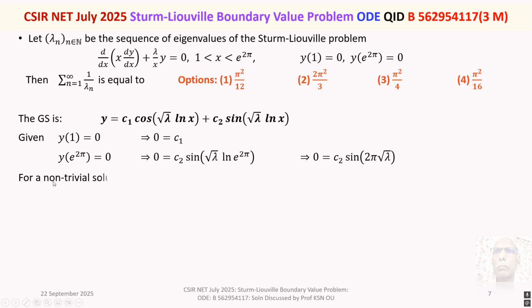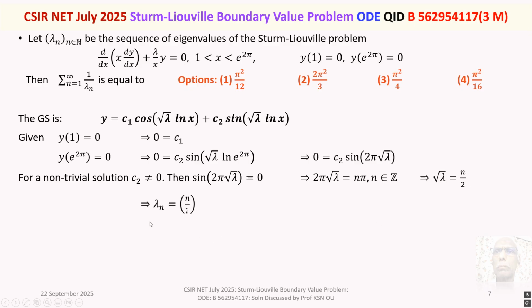And to obtain non-trivial solutions, we must have C2 not equal to 0. Then sine of 2 pi root lambda will be 0. Then 2 pi root lambda must be an integral multiple of pi, that is n pi, where n belongs to Z. Then root lambda will be, pi cancels, n by 2. That means lambda will be n square by 4. But lambda is a function of n. Therefore, lambda suffix n is n by 2 whole square, that is n square by 4.